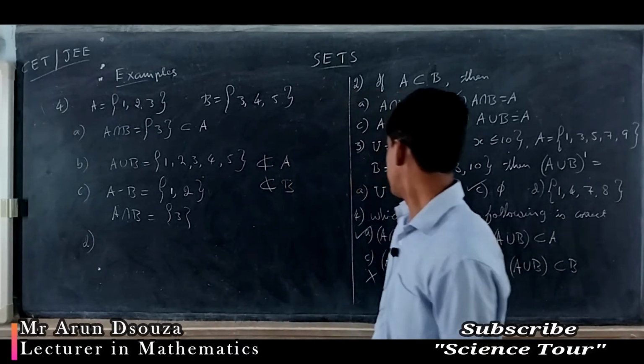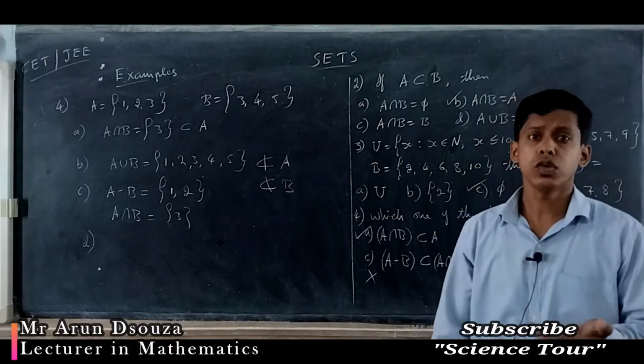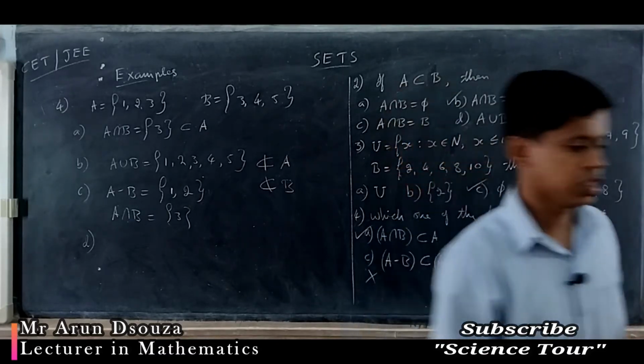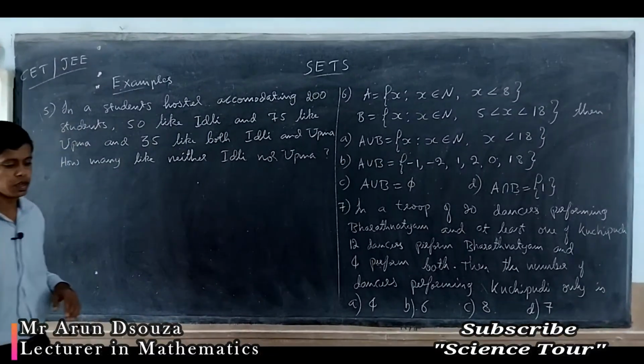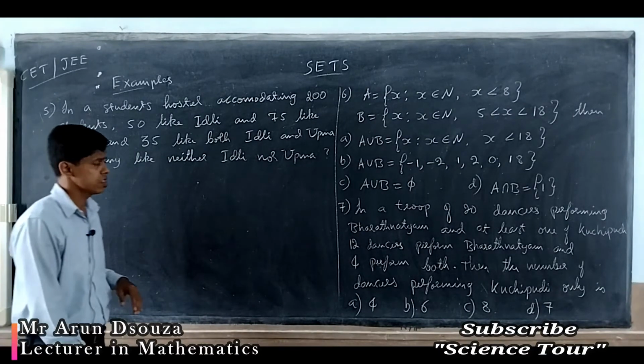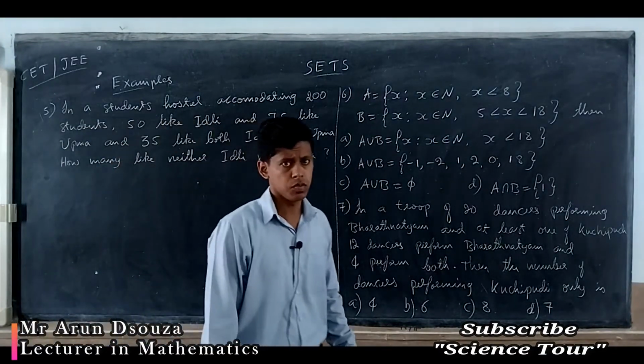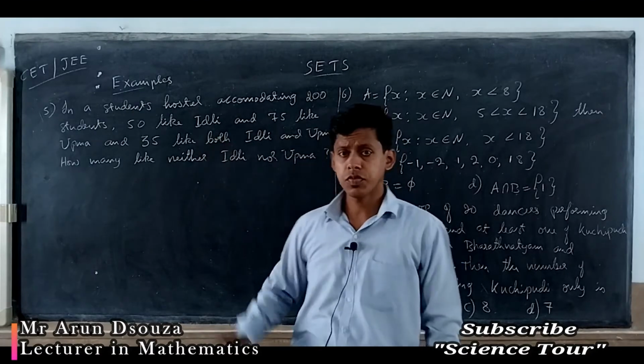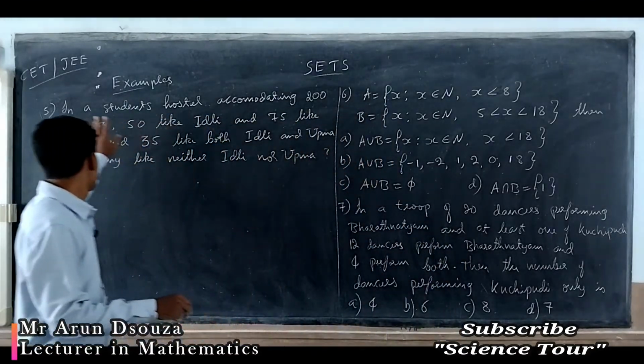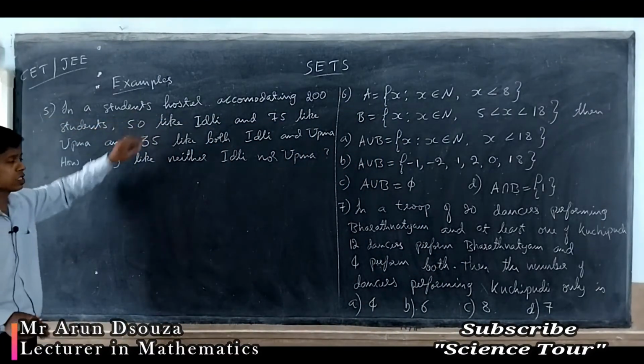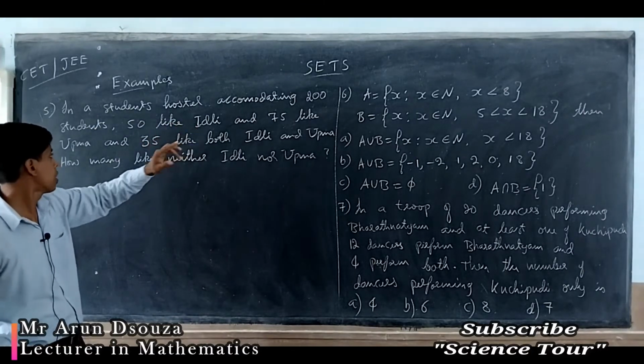So, these are the first 4 questions that we have solved. We will continue with the 5th question. Well, we will discuss some of the examples from this chapter. The 5th example is: a student hostel accommodating 200 students.